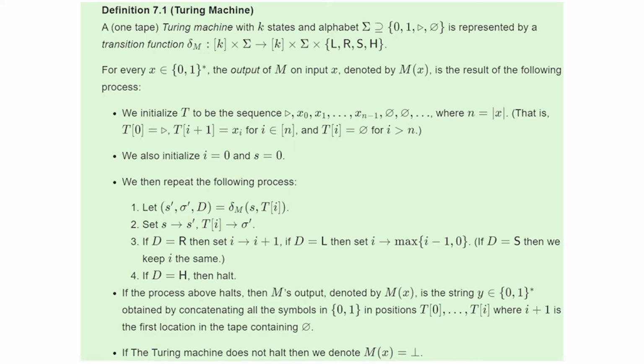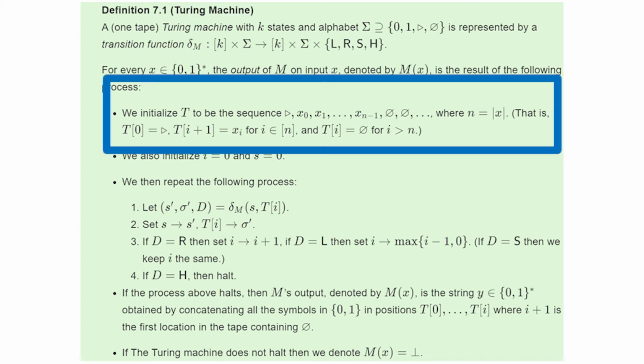Alright, so now that we have our representation of the Turing machine, let's look at the definition. So here I've pulled up definition 7.1 from the textbook, which gives the execution model of our Turing machine. So in this case, they called their transition function delta sub m for Turing machine m. And you can see its transition function maps a state character pair to a state character direction triple.